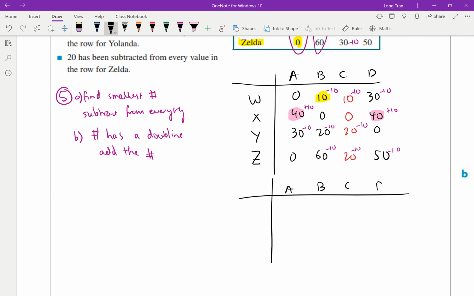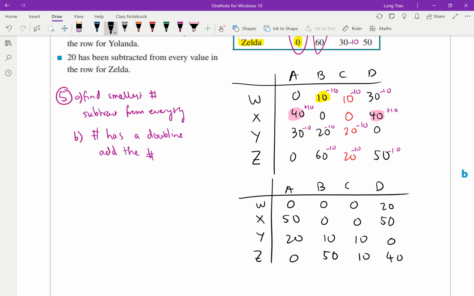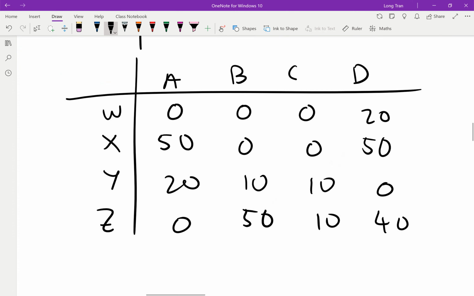So what this now gives me in my next, and hopefully my final matrix, A, B, C, D again, W, X, Y, Z, I should now have 0, 0, 0, 20, 50, 0, 0, 50, 20, 10, 10, 0, 40, 10, 50, and 0. So this is my final matrix.